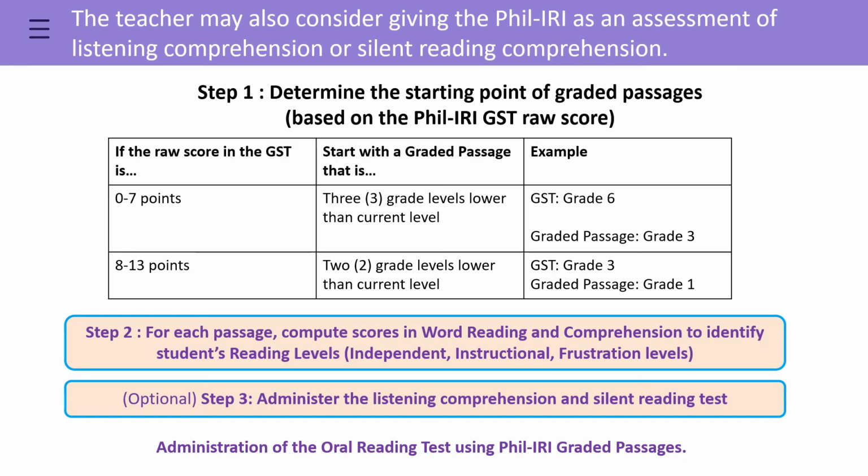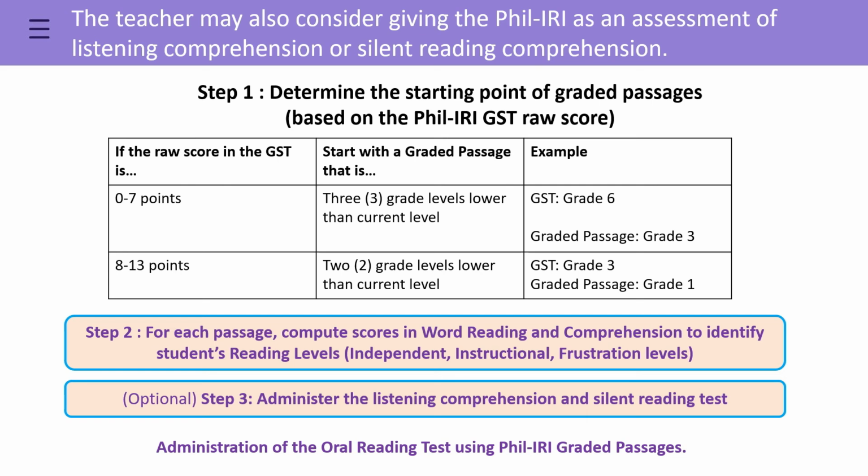The teacher may also consider giving the Phil-IRI as an assessment of listening comprehension or silent reading comprehension. Step 1. Determine the starting point of graded passages based on the Phil-IRI GST raw score. If the raw score in the GST is 0 to 7 points, start with the graded passage that is 3 grade levels lower than the current level. The GST is grade 6. Graded passage is grade 3.